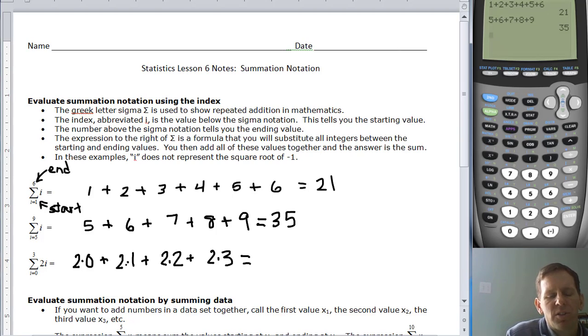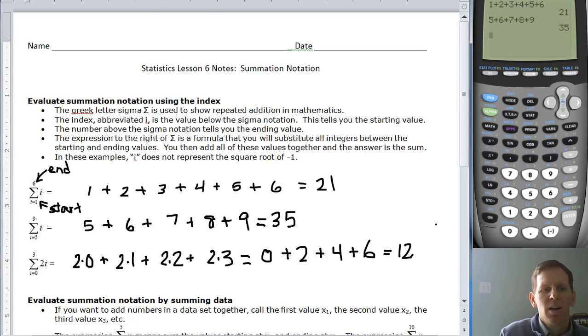You could type it in just like this on your calculator. If you want to simplify matters, you could do the 4 multiplications. So 2 times 0 is 0, 2 times 1 is 2, 2 times 2 is 4, 2 times 3 is 6, and then add the numbers this way. So that's one way that you encounter this new notation, which is called summation notation.